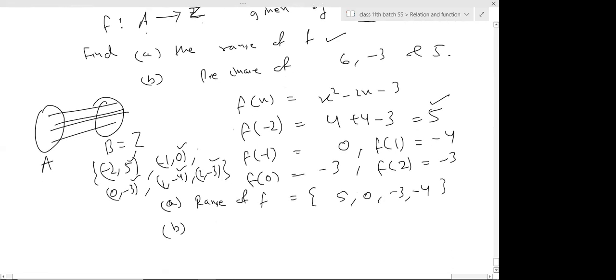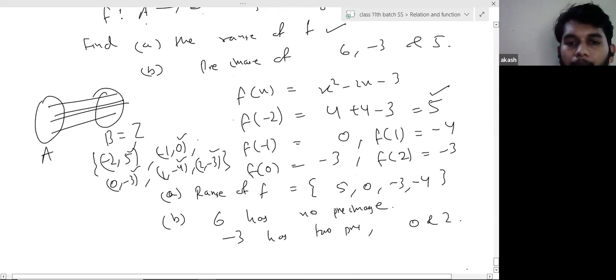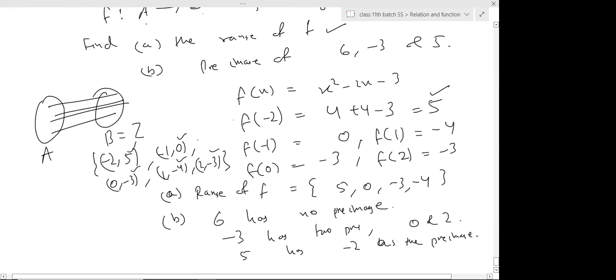Now the pre-images of 6, -3, 5. So 6 has no pre-image, because it is not related to any element. -3 has two pre-images, 0 and 2. 5 has -2 as the pre-image. This is clear? Both of you, this is clear? Yes, sir. All right, please note down the answer.